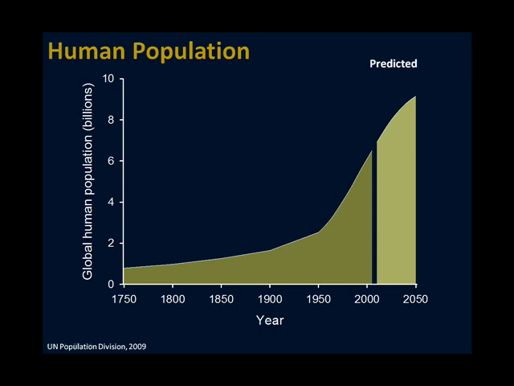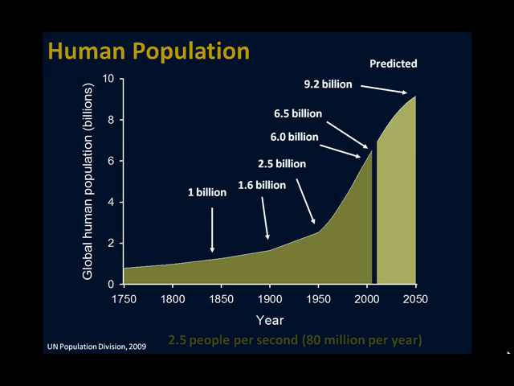The first challenge is human population. Over the last 200-300 years, we have seen the human population skyrocket. From about 1 billion in the mid-1800s to 2.5 billion in the early 1950s to the mid-6 billion in the late 2000s, and this number could continue to go up to about 9.2 billion in 2050. This is an increase of about 2.5 people per second, or 80 million people per year. With this increase in the human population will come an increased need for food.